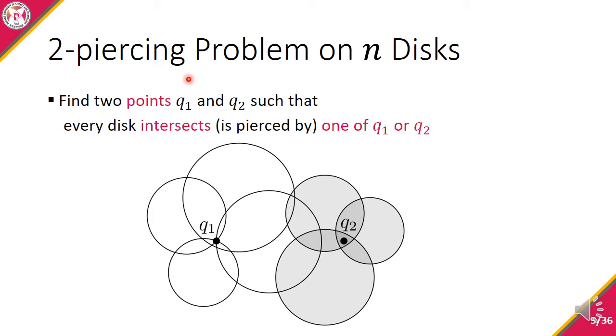Finally, the two-piercing problem on input disks. This problem is to find the two points Q1 and Q2, such that every input disk is pierced by one of the two points Q1 and Q2.